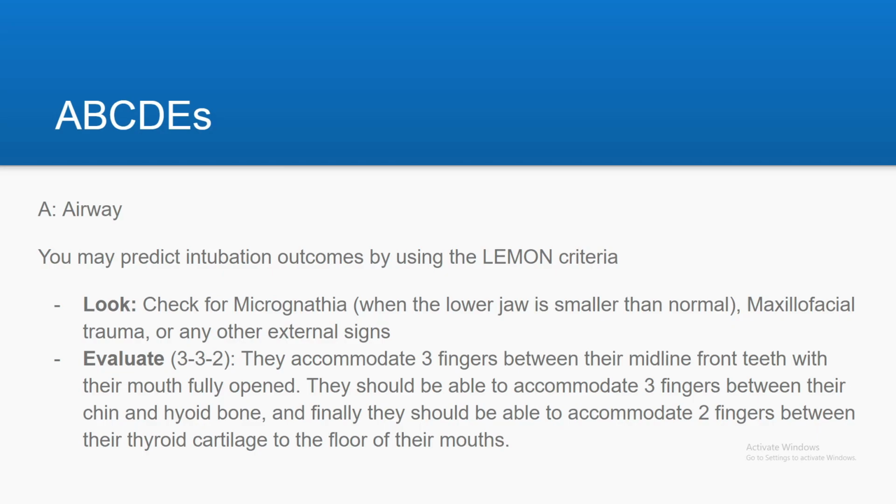Another one would be to evaluate the 3-3-2 rule. So it means they can accommodate 3 fingers between their midline front teeth with their mouth fully opened. Next one is that they should be able to accommodate 3 fingers between their chin and hyoid bone. And finally, they should be able to accommodate 2 fingers between their thyroid cartilage and the floor of their mouth.